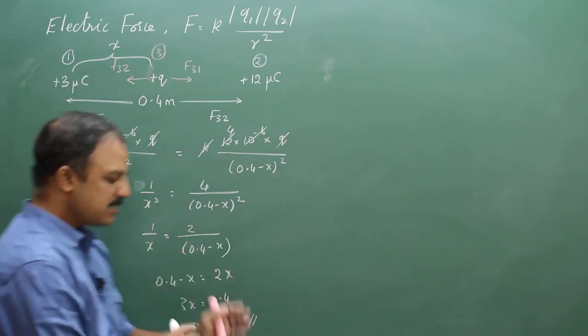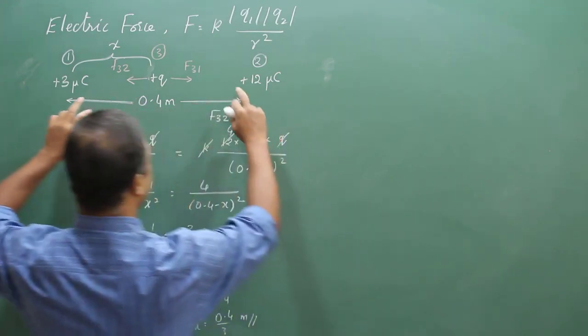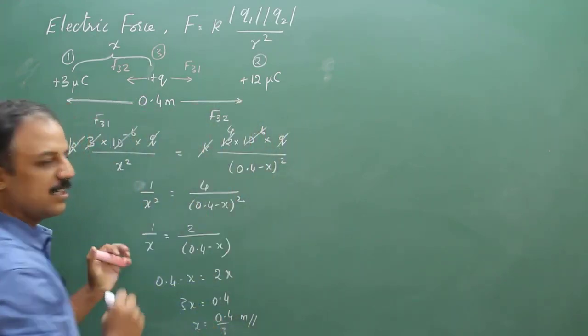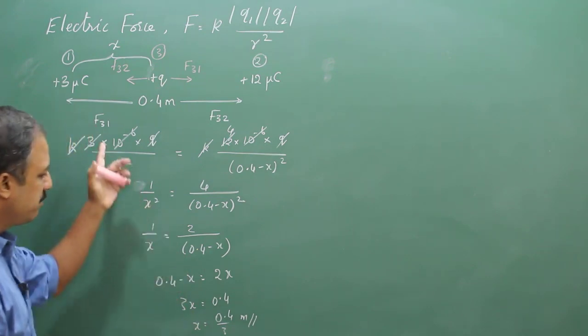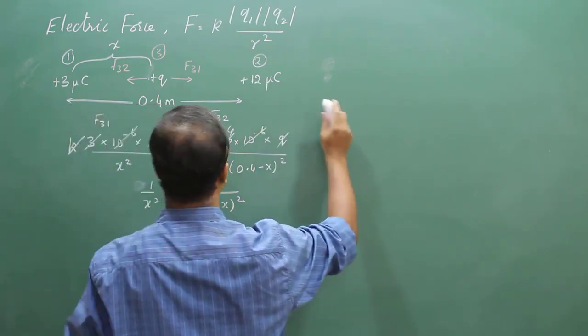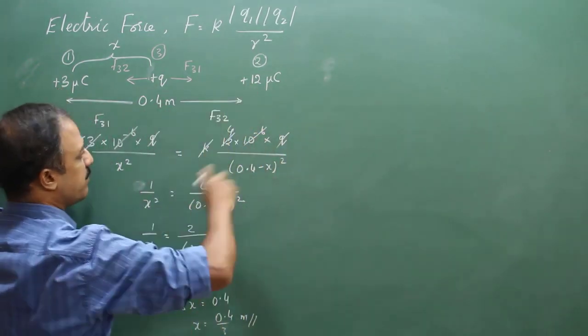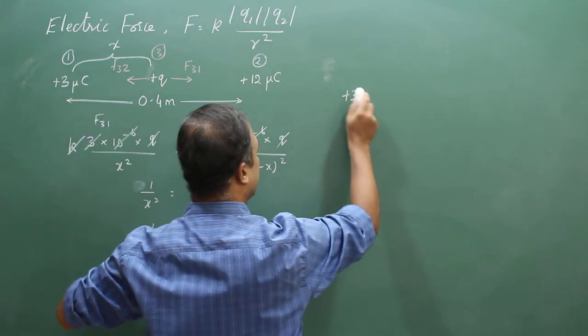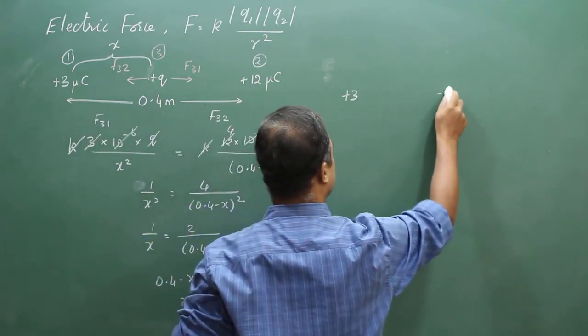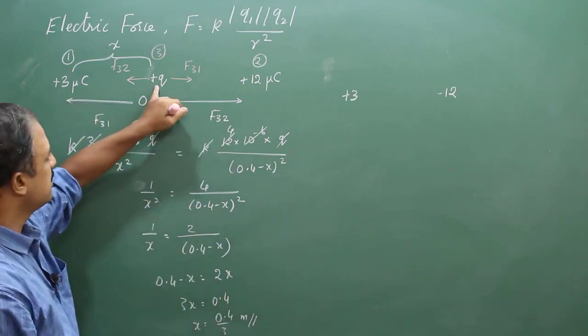Okay, now let us not stop here. Let's also find out what will happen if I change the signs of these two charges. You also work out that there is going to be a very simple change in this calculation. Suppose I make this minus 12, so one is plus 3 and the other one is minus 12. Now what will happen, you need to place this third charge.